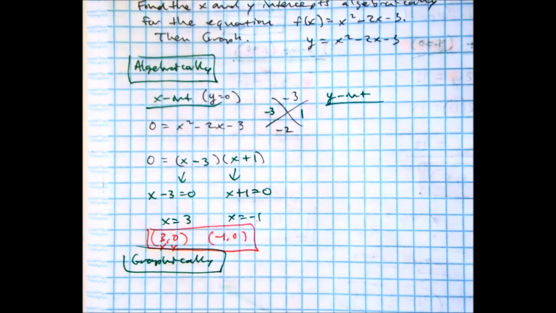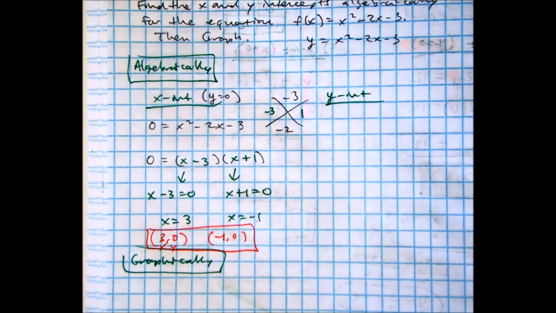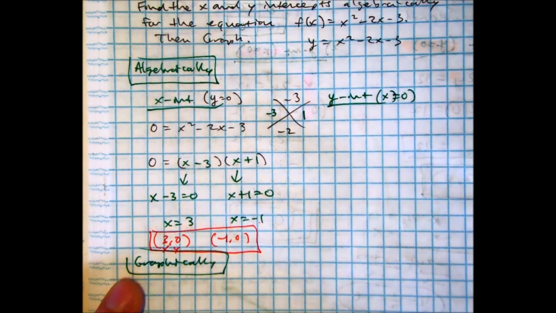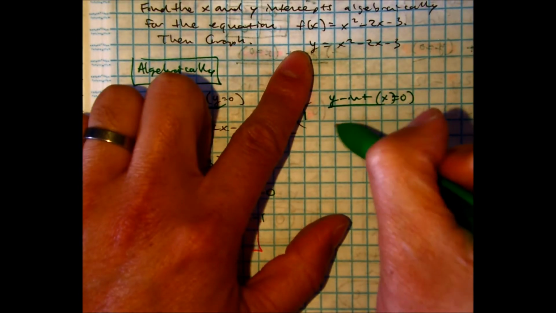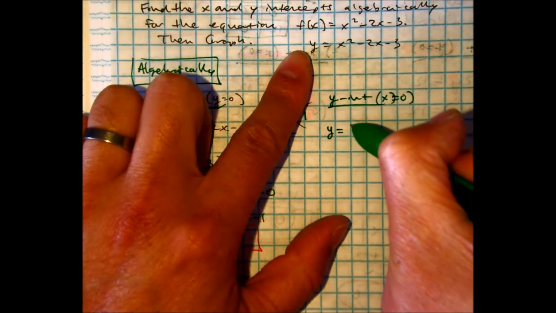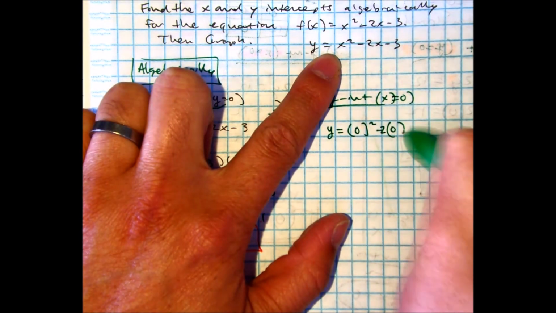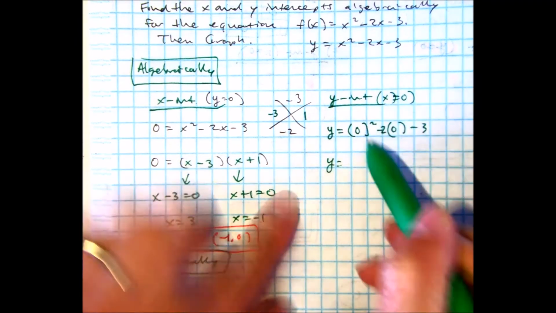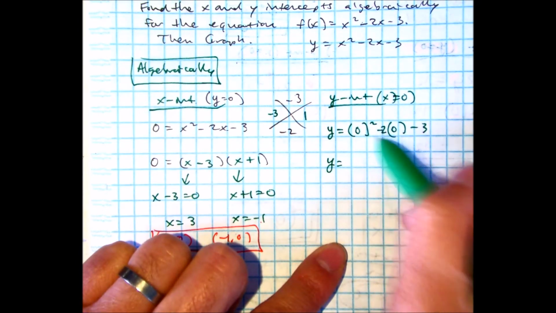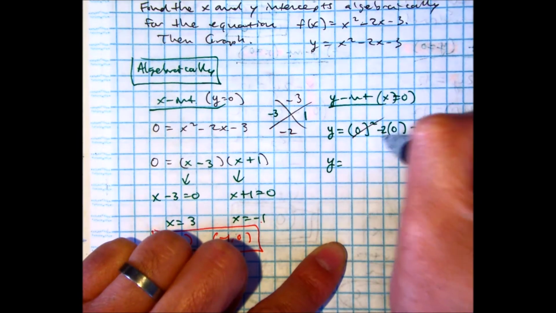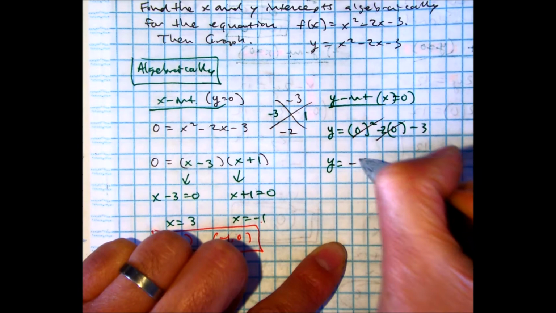How do I find the y-intercept, Eileen? X is equal to 0. So here's my equation. Y equals 0 squared minus 2 times 0 minus 3. So 0 squared is 0, and negative 2 times 0 is 0. You can always do this: you're canceling, which shows that's 0. And we're just left with negative 3.